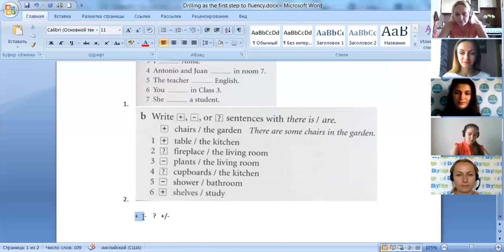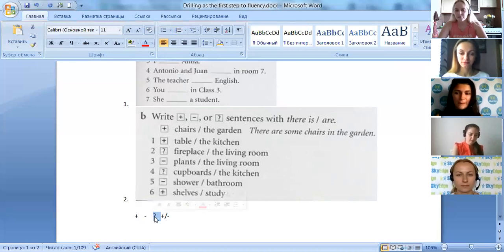Negative or next one? Negative, sorry. The same sentence? Yes. There aren't any chairs in the garden. There aren't any chairs in the garden. Okay.